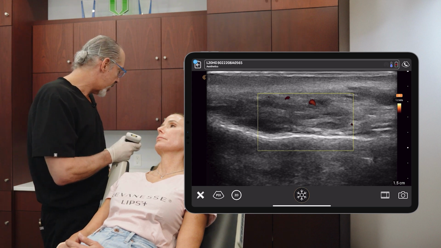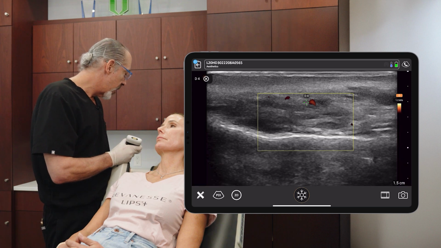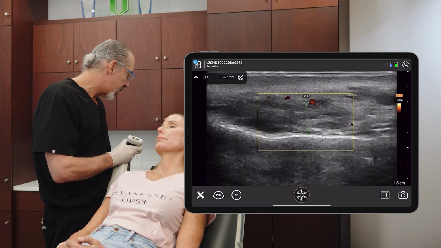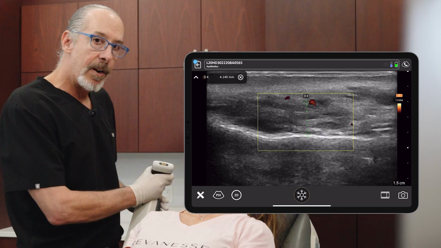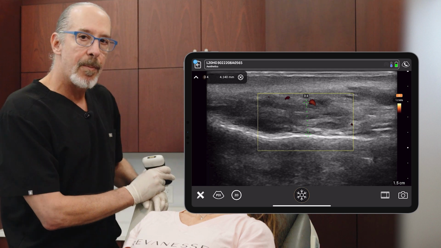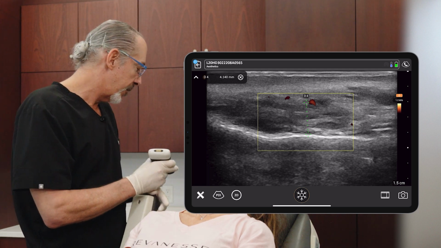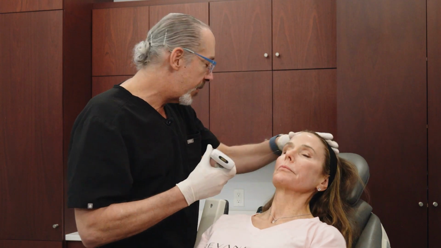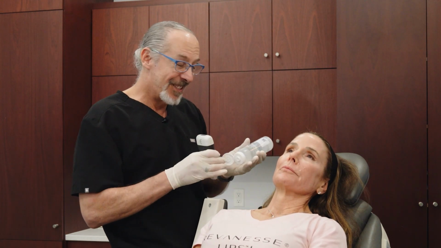And this is obviously a lot more than that. I'll check a distance here, and you can easily check this distance. The bone is going to be hyperechoic, which is a very white area. And so this distance is 4.14 millimeters. So it's very safe to inject deeply on this patient. So let's check out the other side. And I'll get a little more gel.